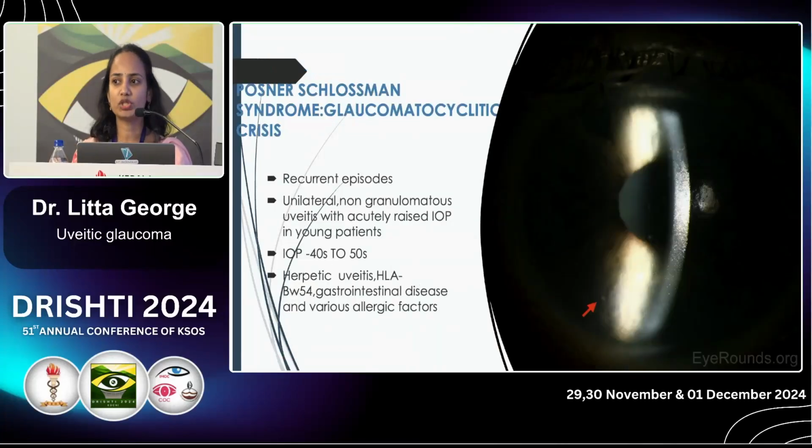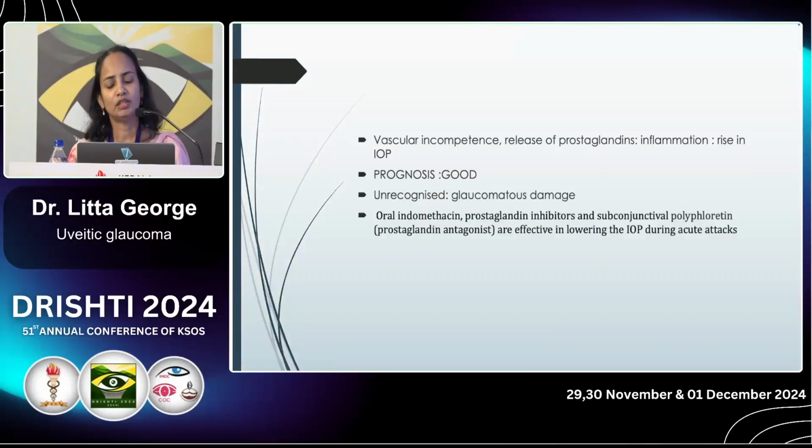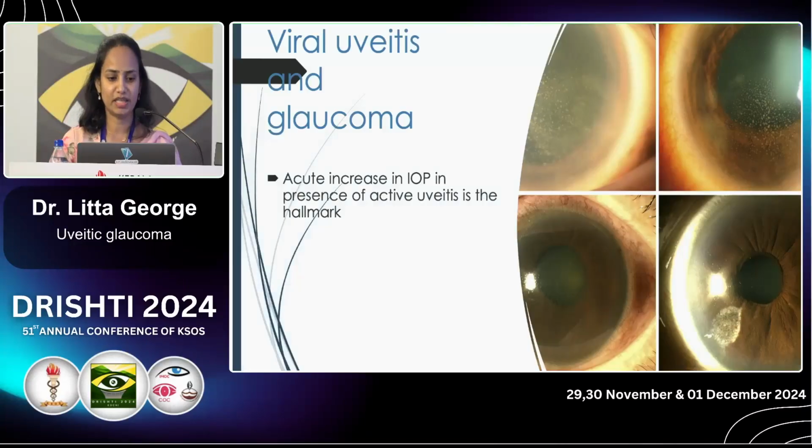Then you have the Posner-Schlossman syndrome, where you get recurrent episodes of unilateral non-granulomatous uveitis in young patients. The patient usually comes with complaints of blurring of vision and colored halos. Intraocular pressure may be in the range of 40s to 50s. You get a few KPs, 2 to 5 KPs on the endothelium. The prognosis is usually good. The intraocular pressure can be controlled with a short course of oral acetazolamide together with topical anti-glaucoma medication, but if the condition goes unrecognized, it can lead to glaucomatous damage.